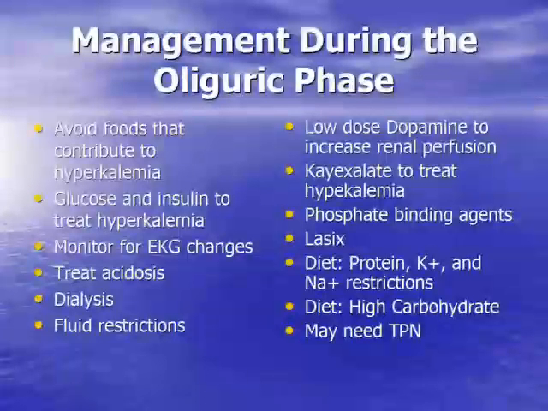Remember, at low doses, dopamine is for renal perfusion. At higher levels, dopamine then affects blood pressure. Kayexalate may be used to treat hyperkalemia to bring down those potassium levels, and the patient may also be given phosphate binding agents. Lasix for the edema, and typical diet for these patients is going to be one low in protein, low in potassium, and low in sodium. High carbs is okay, and the patient may need TPN for adequate nutrition.